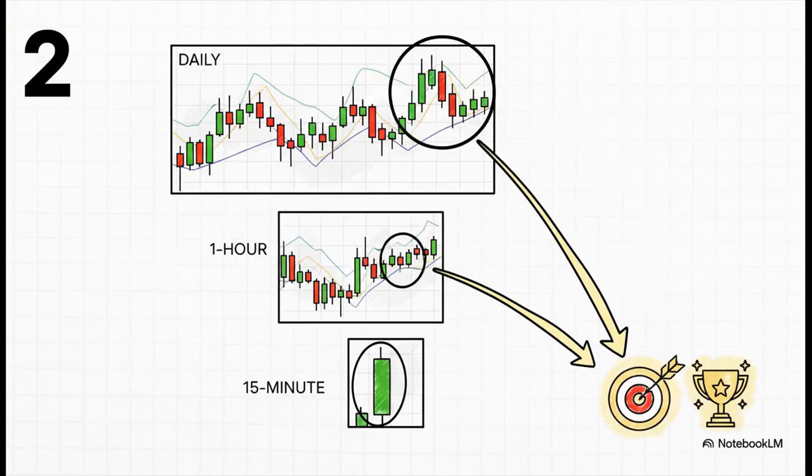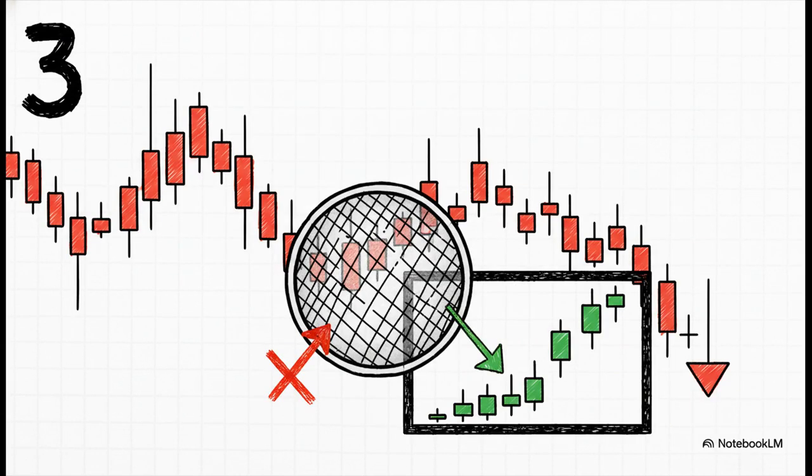Okay, so if the higher time frame is our map, then our second principle, confluence, is where the magic really happens. This is all about getting everything to line up. It's when your daily chart is screaming, buy, and your 1-hour chart is showing a perfect bullish setup, and your 15-minute chart gives you that perfect little trigger to get in. That's confluence. When all those signals align, the odds of your trade working out just shoot through the roof. It's the ultimate confirmation. And that idea leads us straight into our third principle, filtering.